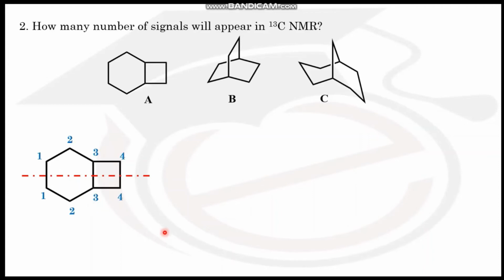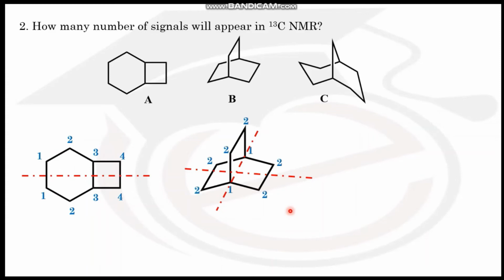Consider this compound. Here also, similar to our last example, one plane like this, one plane like this. So we can tell that the bridge position, when we are considering the bridge position, will give one type of carbon and the other will be similar, 1, 2, then 2 types of carbon present.